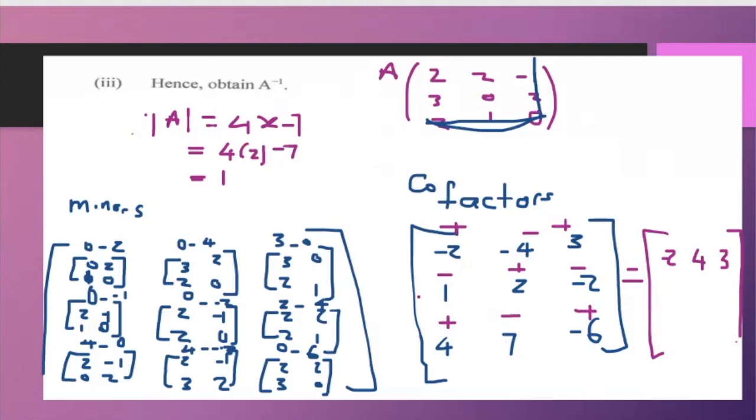The next row, the positive 1 will change. It will become minus 1. And plus 2, so it will be positive 2. Negative and negative, that's positive. So I have positive 2. And then this is positive 4. Minus 7. And then minus 6.